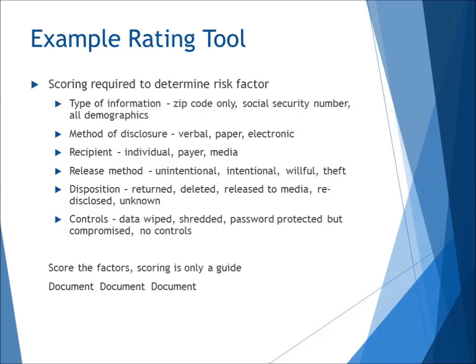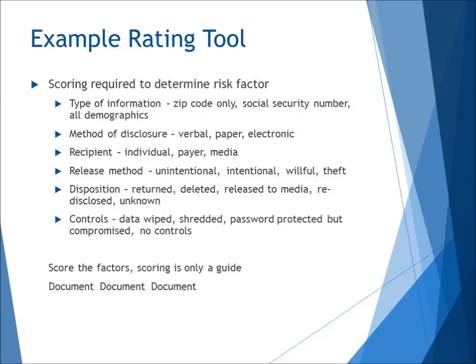And as we move through this process, you are going to be rating these things and determining a risk factor. There's a whole formula on this, and there is a tool that you can use to do that. There are different tools out there. Legal counsel has tools that you can use. I know AHIMA has tools available. But it is a scoring risk factor. So you're looking at type of information, and as the information is more sensitive, the risk factor goes up. So if it was a zip code only, obviously this would be a low risk factor.